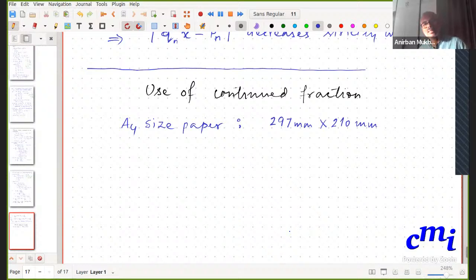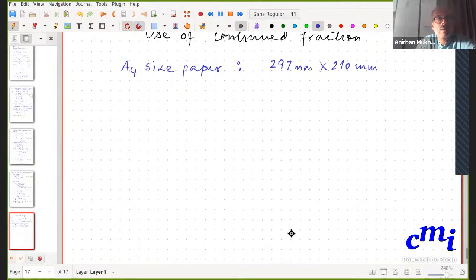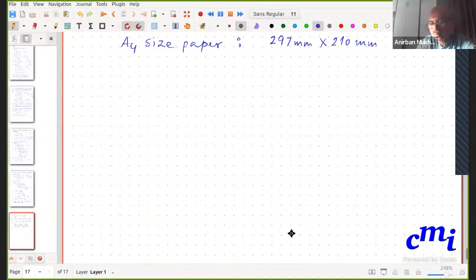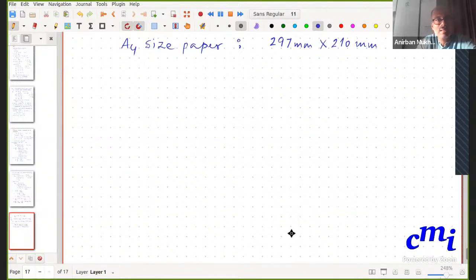So you might ask that it's a very strange number. So why should we consider a paper with this dimension? What's the advantage? I mean, we could have just had 300 millimeter by 200 millimeter. That sounds much more logical. Then why should we have such strange measurements? So how are the papers measured? To do that, let me show you.